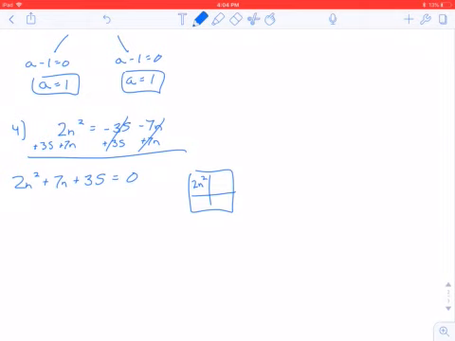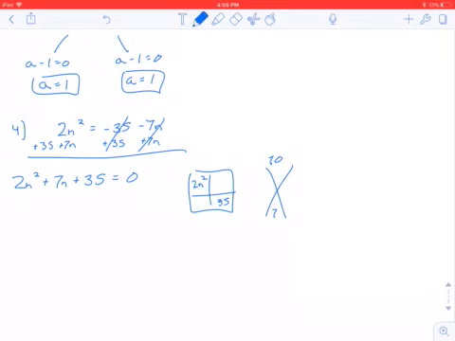So we have 2n squared and 35. So I need two numbers that multiply to get 70 and add to get 7. Hopefully you saw where that 70 came from. We had to multiply the leading coefficient with the constant term. Now, what two numbers multiply to get 70 but add to get 7? Well, 1 and 70, no, that doesn't add to 7. 2 and 35, no. Let's see. 7 and 10, no.